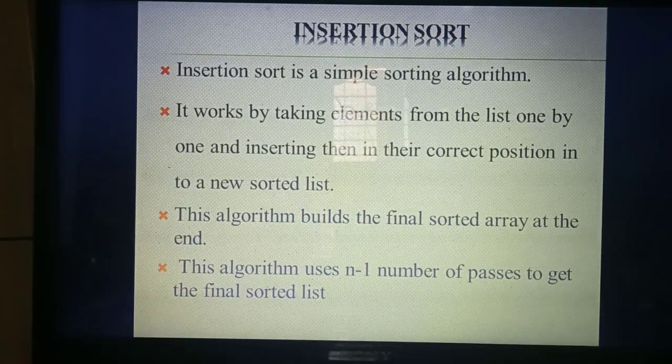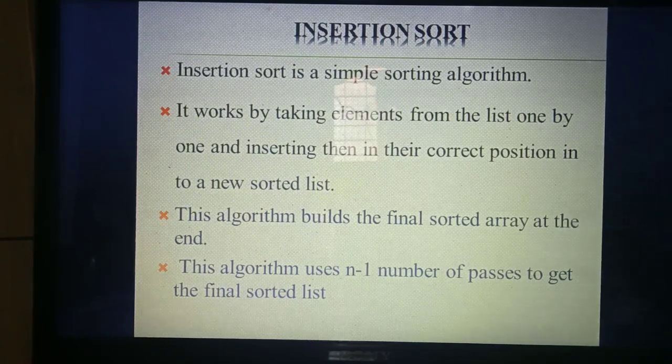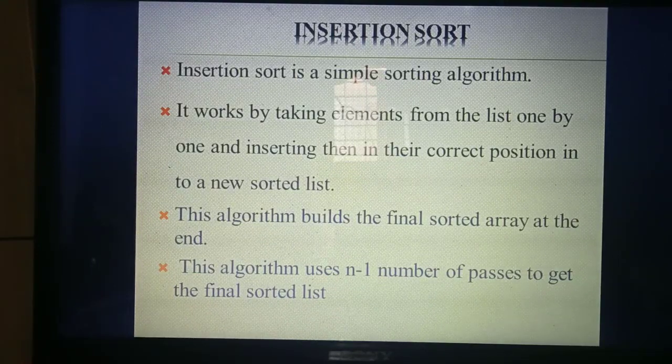When you get the sorted array, it means the elements are arranged in ascending order. At the end of the list only, you will get the sorted array. That means at the end of this algorithm you will get the sorted array. Understand? That's the third point.